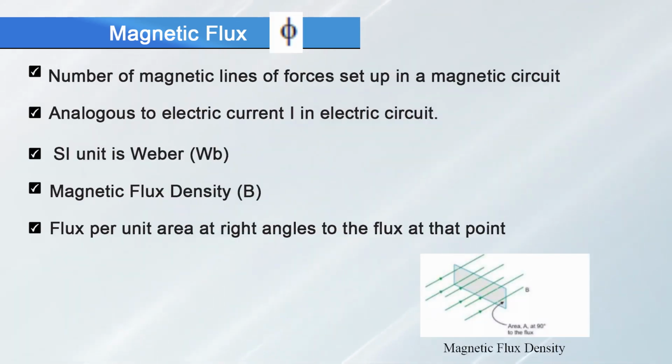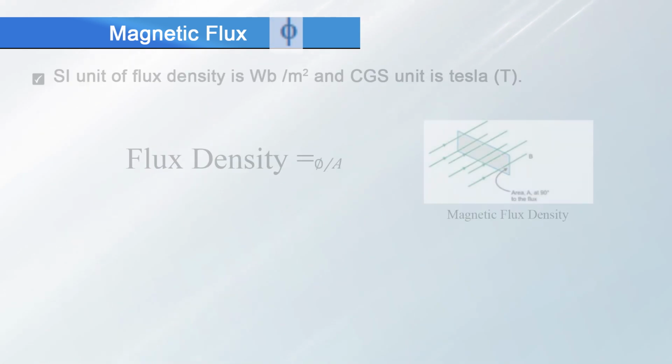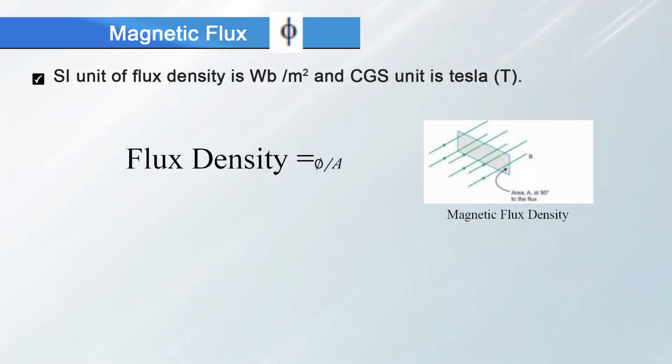So, the number of magnetic lines of force that set up in a magnetic circuit is known as magnetic flux. It is analogous to electric current I in the electric circuit and its SI unit is Weber. Next is magnetic flux density. At a point, it is the flux per unit area at right angles to the flux at that particular point. The SI unit of flux density is Weber per meter square.